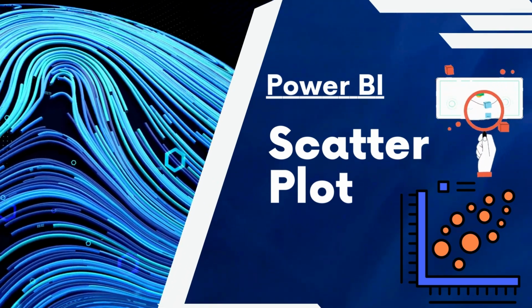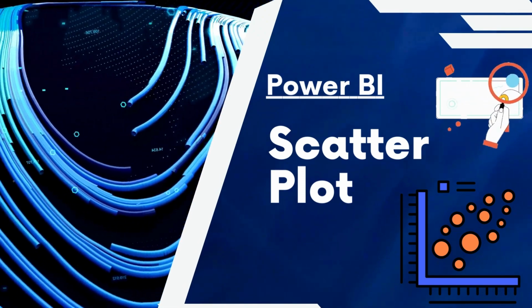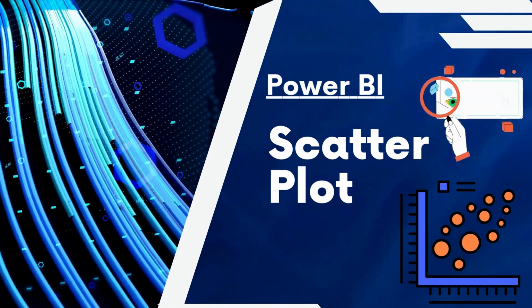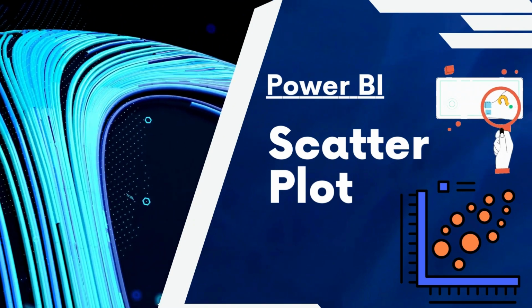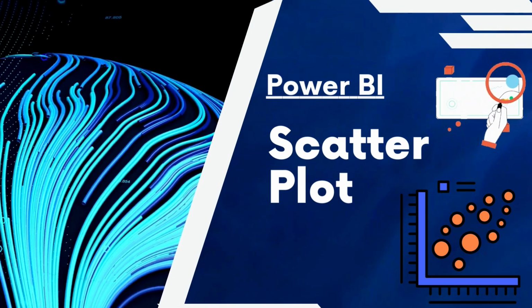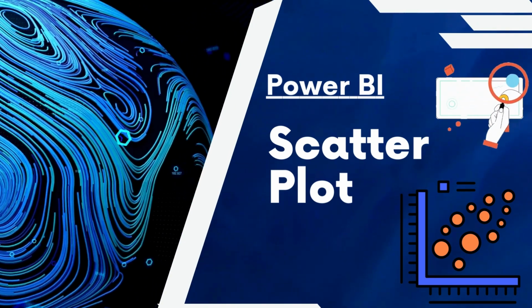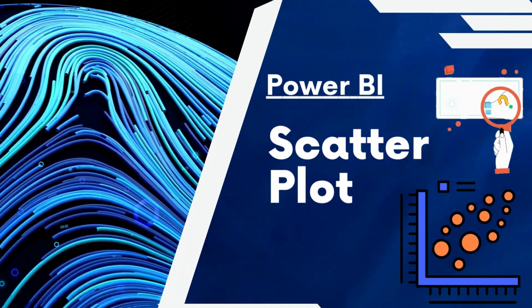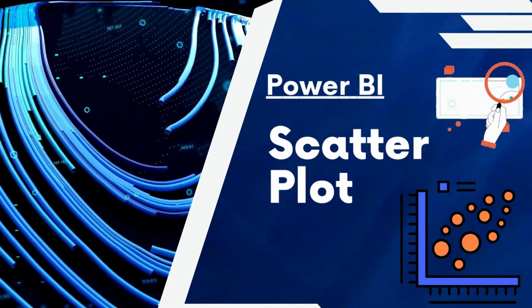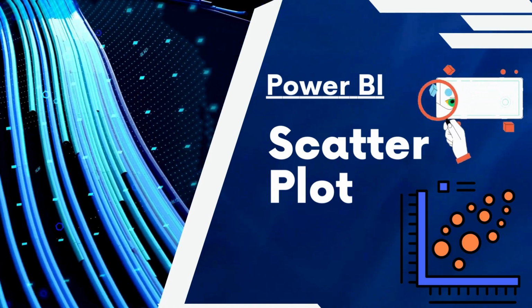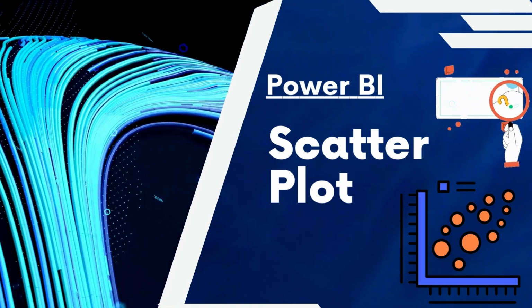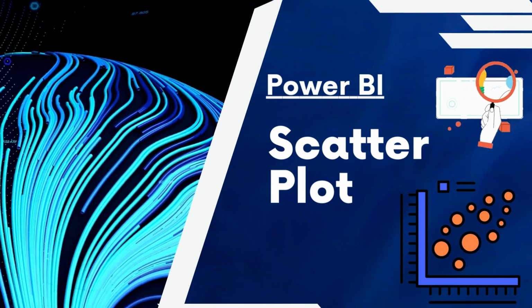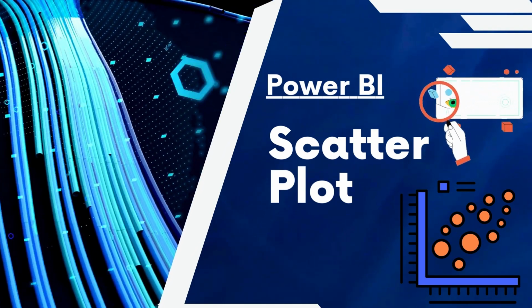Basically, we use a scatter plot when we want to see the distribution of measures or numerical values. So let's see the distribution of sales or profits in different categories. Here we want two numerical columns. So let's open our Power BI desktop and see how we can create a scatter plot.